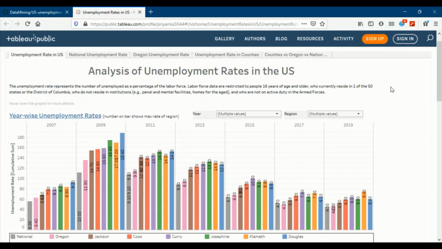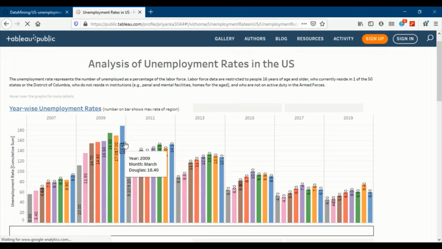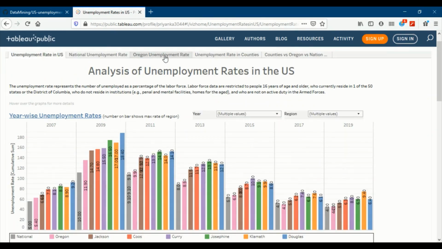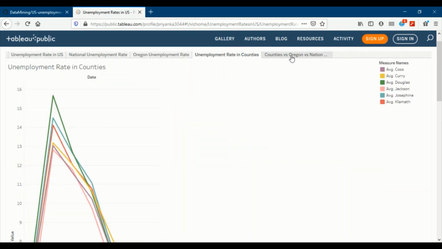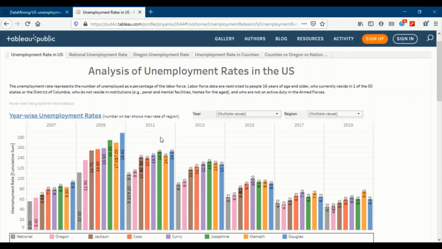For visuals, I have used Tableau, and I have published a dashboard on Tableau Public. I have the unemployment rate of US in general, and then a tab for national unemployment rate, Oregon unemployment rate, and then county wise, and then a comparison between counties versus Oregon versus the nation. Let's get into the details.